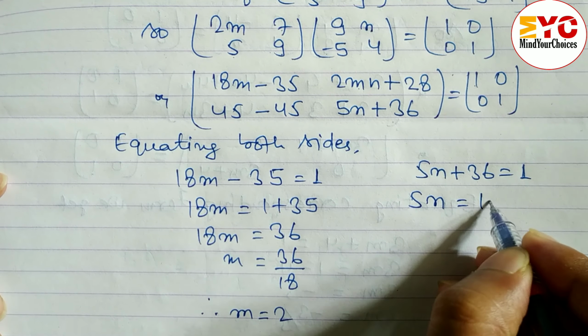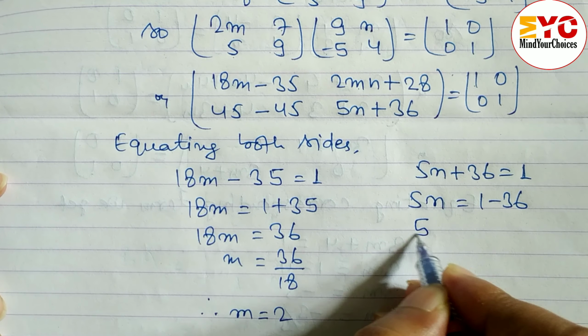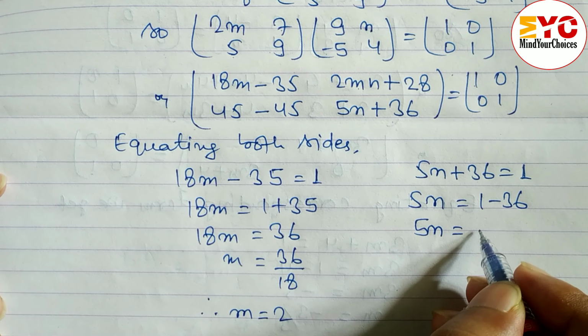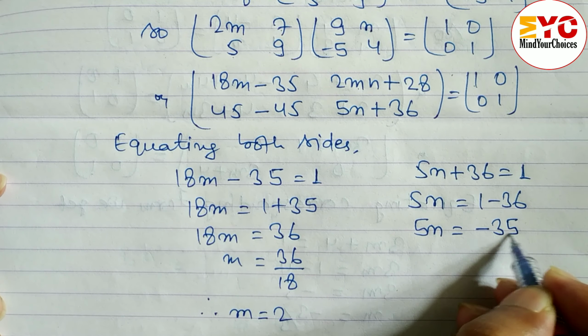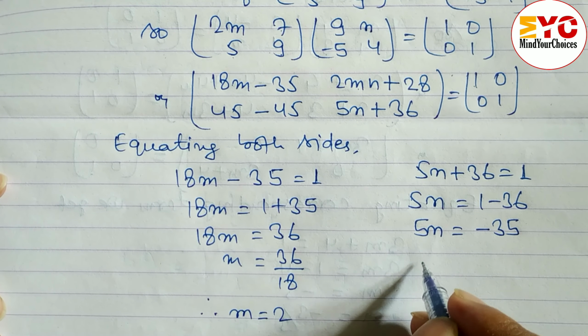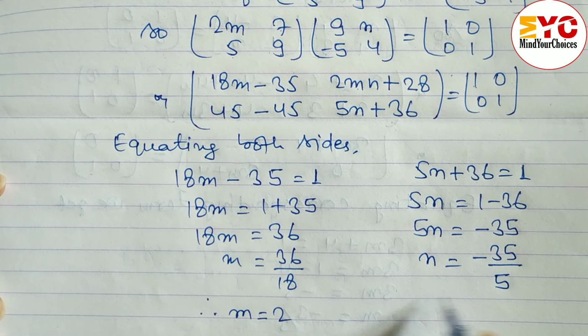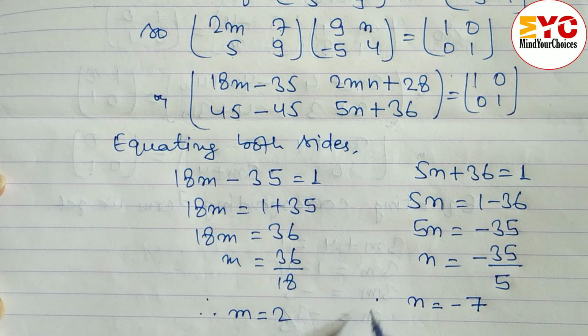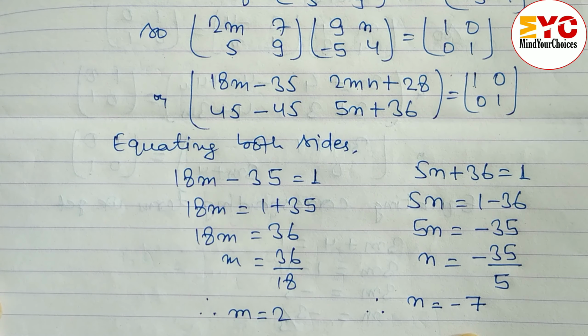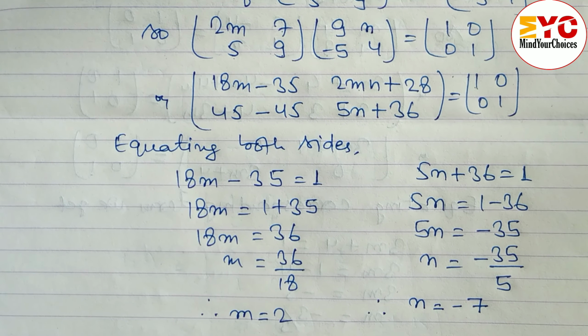5n is equal to 1 minus 36. 5n is equal to, when you subtract, we get minus 35. Now this is multiplication, so we have to divide. Minus 35 by 5, so n is equal to minus 7. So therefore the value of m is equal to 2 and the value of n is equal to minus 7. Hope you understand this question number 4.